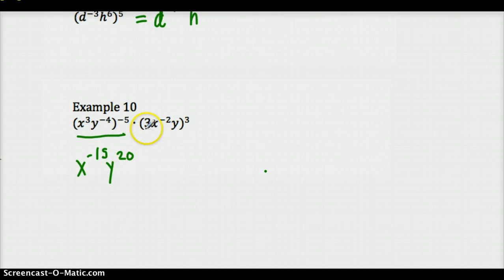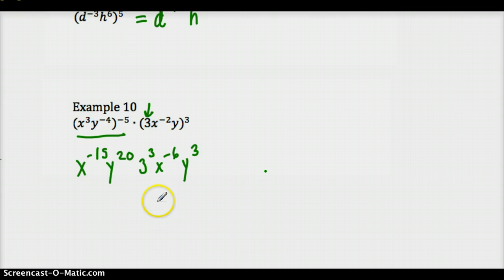Now here, this is where some students get confused. This is a number here, but it does have an exponent of 1. So this becomes 3 to the third. Even the number gets the exponent. X to the negative 6, because negative 2 times 3 is negative 6, and then y to the third.